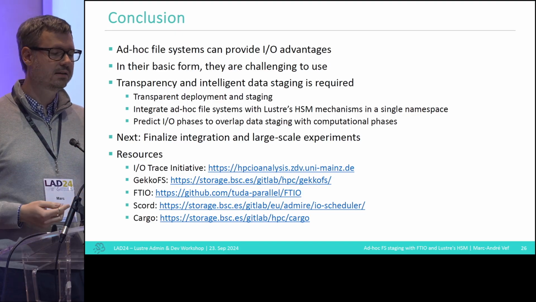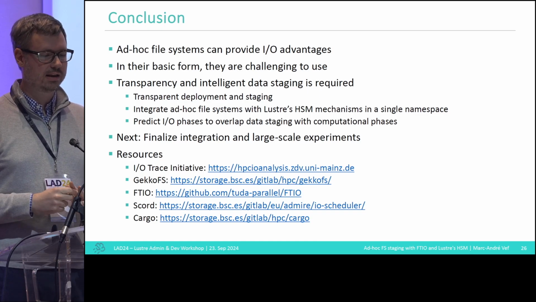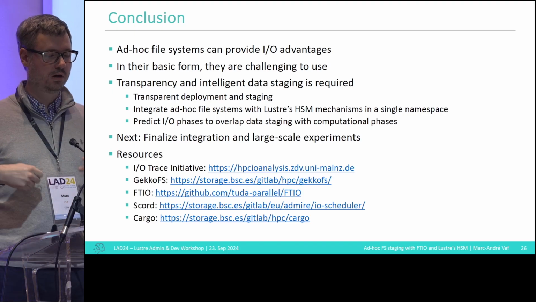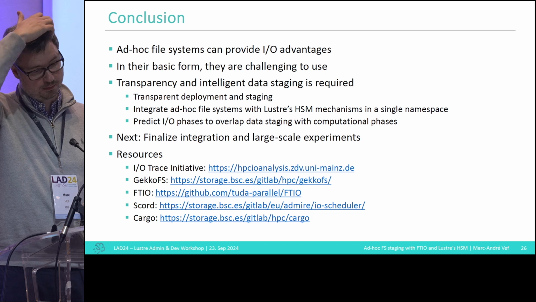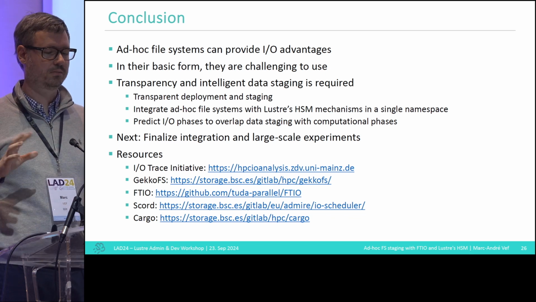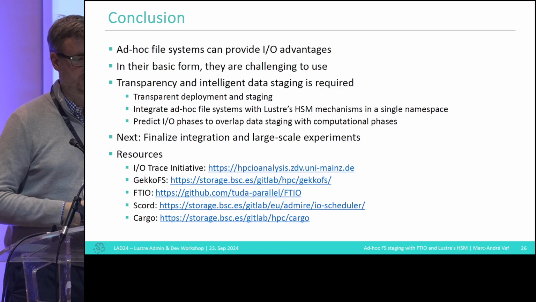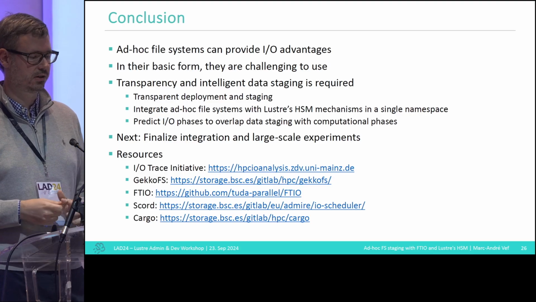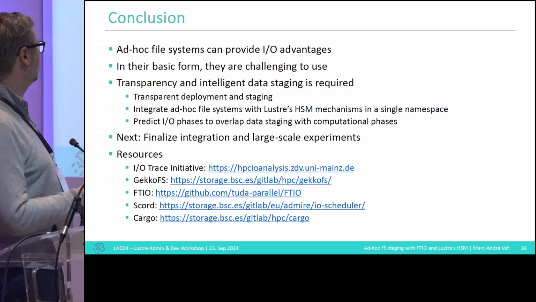So what we need here to make them work, to make applications faster, and to get less load onto the parallel file system is to have transparent deployment and staging, integrate the ad hoc file systems with Lustre HSM mechanisms so that it's all in a more or less single namespace, not single namespace, but the same path, and then predict I/O phases to have intelligent data staging. Next, finalize the whole thing with large-scale experiments, and here are all the resources again.